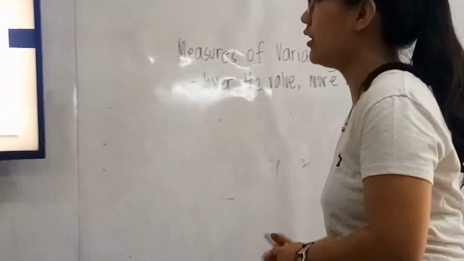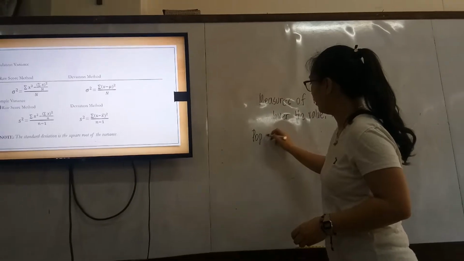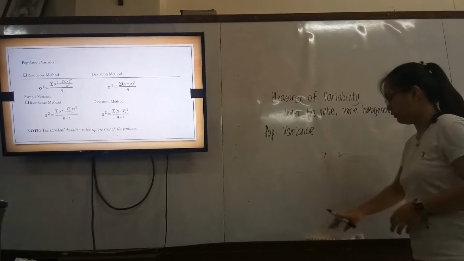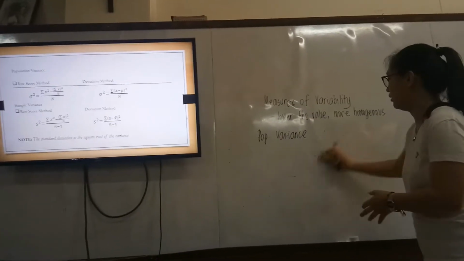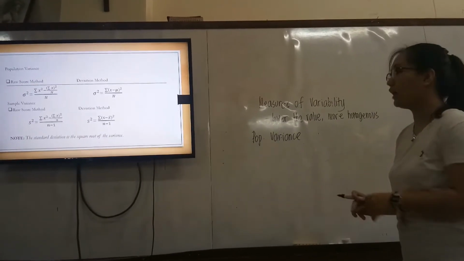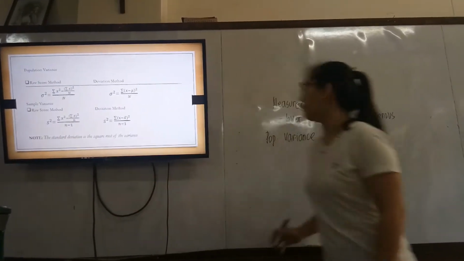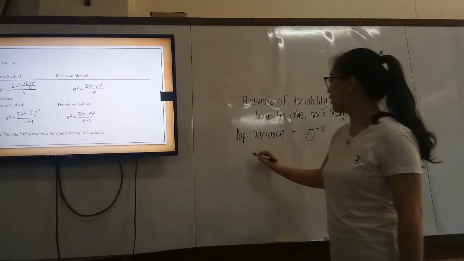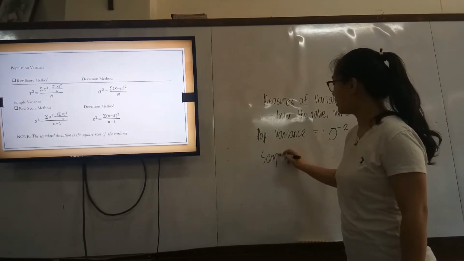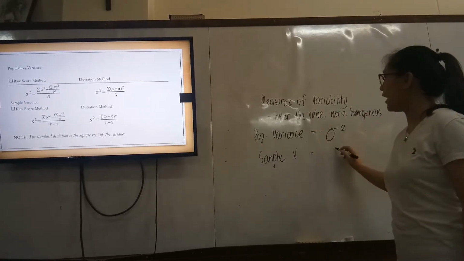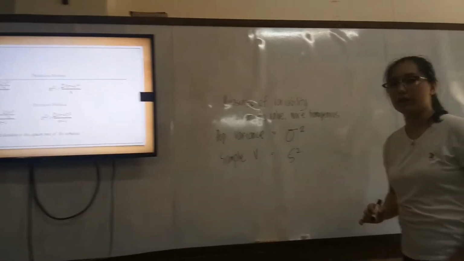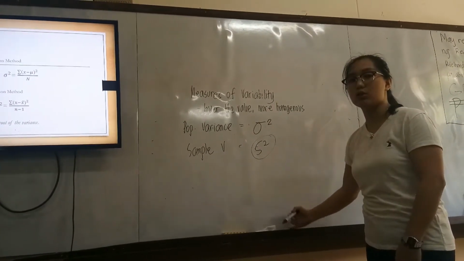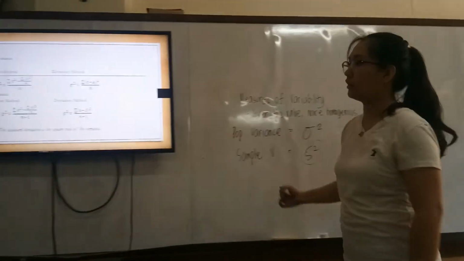Okay, population variance muna. So, population variance, ang ating symbol for population variance is your sigma squared. Whereas, for your sample variance ay S squared. Please take note of that. So, most likely, we're going to deal with your S raised to 2 or your S squared.